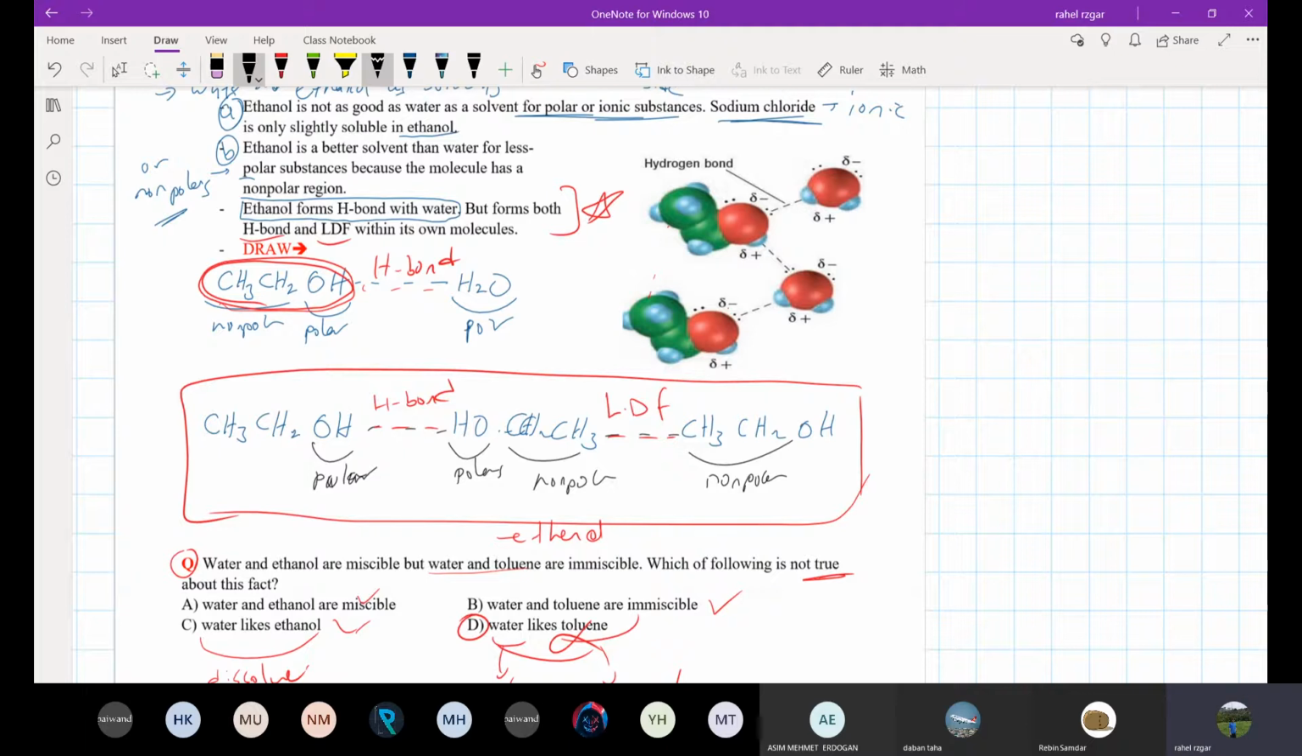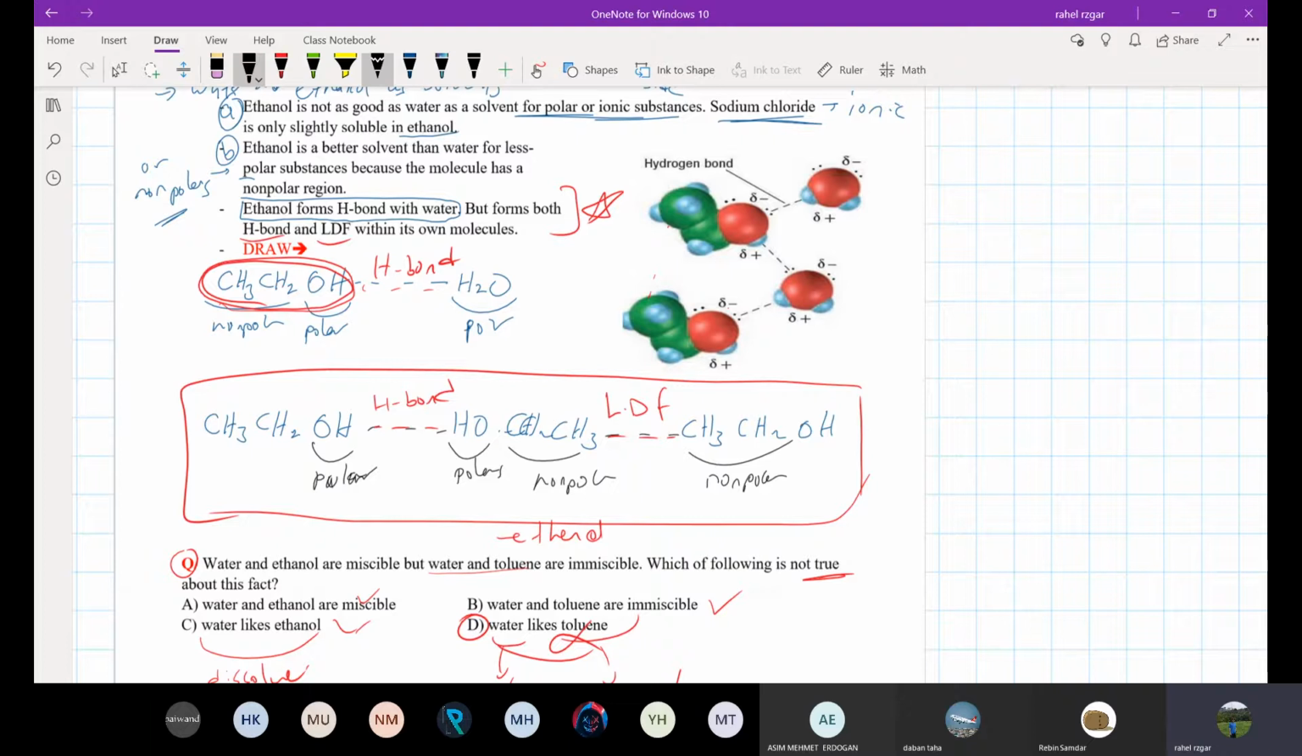There's something else I have to remind you of. I think some of you may have misunderstood what ethanol is. When we say intermediate polarity here, it means that ethanol has a side which acts as nonpolar and another side which acts as polar. What makes ethanol polar is the OH group. That's why it can bond with water, and that's why it can be mixed with water. They are miscible.